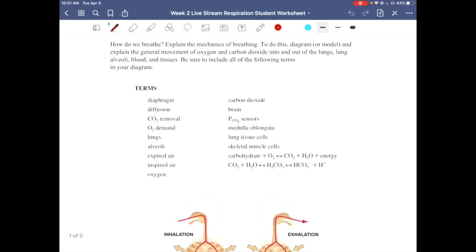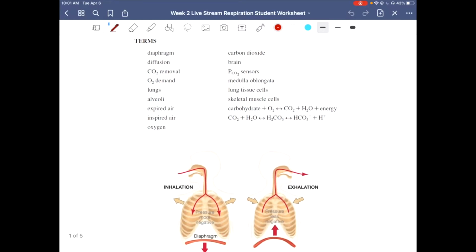So we have the diaphragm, which is going to be the skeletal muscle right here. And then diffusion is how the gases are going to be exchanged. And with respiration, we're trying to remove carbon dioxide from our body and use oxygen. It just has all the big terms that we're going to be looking at.